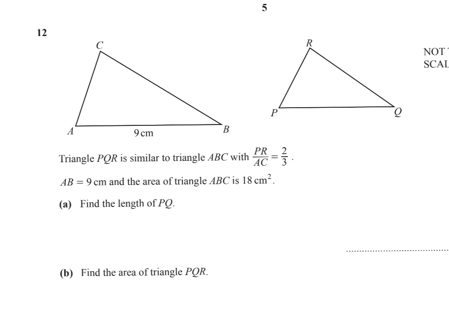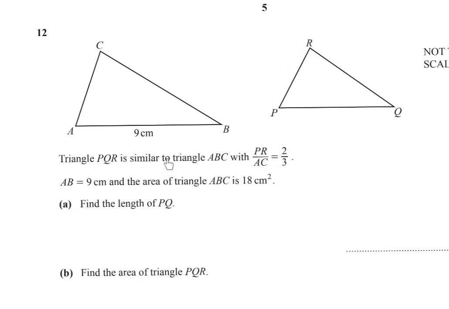Number 12, Salek. Triangle PQR is similar to triangle ABC with PR over AC equals 2 over 3. AB equals 9 cm and the area of triangle ABC is 18 cm squared. Find the length of PQ. Okay. How to find the length of PQ? The ratio between PR and AC is 2 to 3.